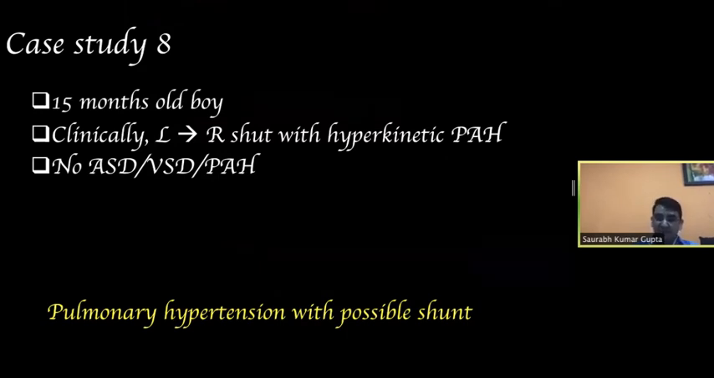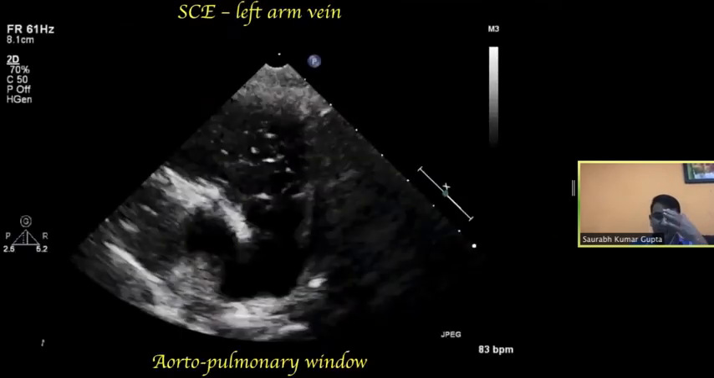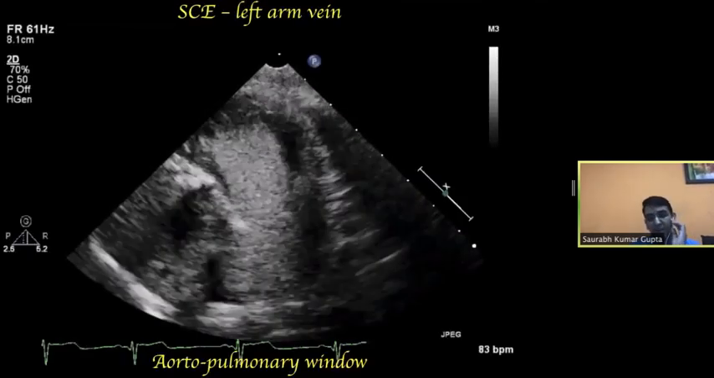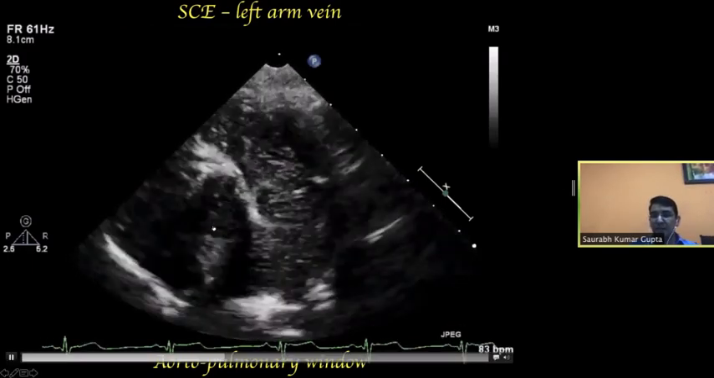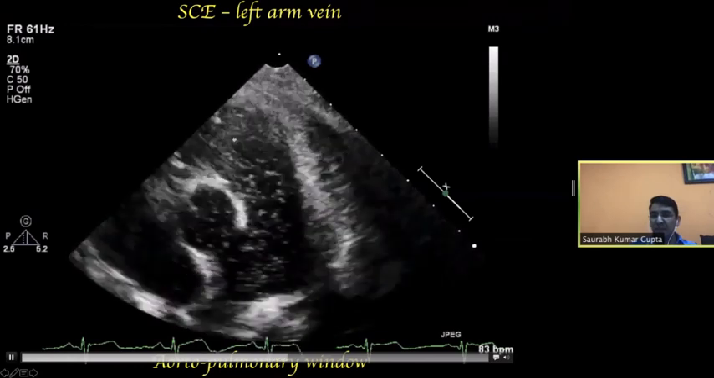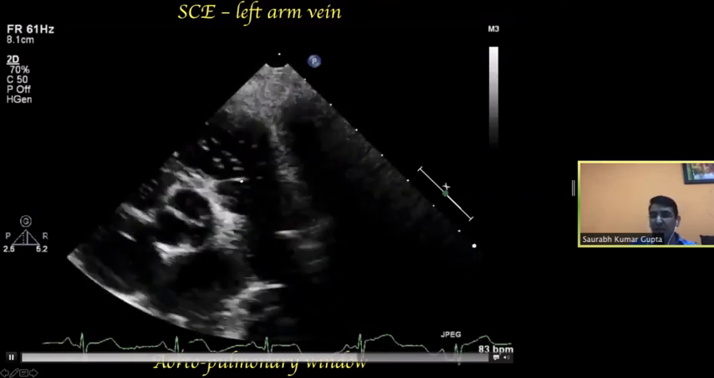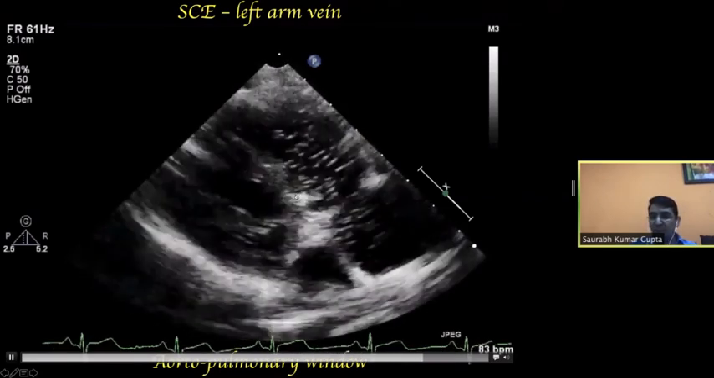So the clinical assessment says it is pulmonary hypertension with possible shunt. But then imaging is not great to say with confidence what we are dealing with. So again, we took the help of saline contrast echocardiography, and you can see over here, this is the parasternal short axis view. This is the contrast getting into the pulmonary arteries from the RVOT.